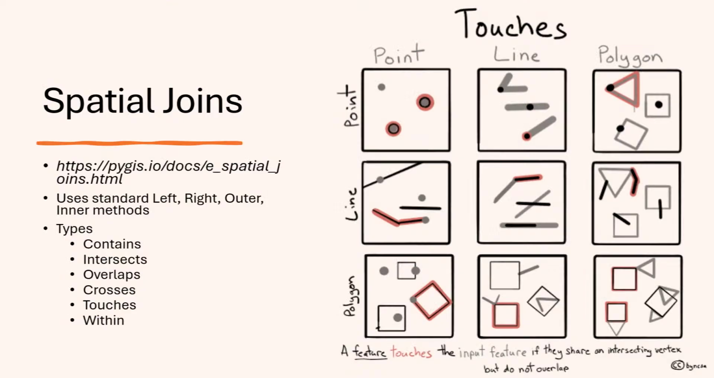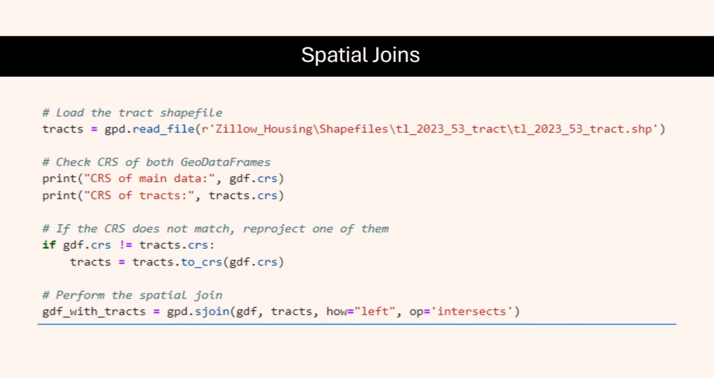The way most people get it is a spatial join. It follows the general join paradigms, right, left, outer, inner, but it's spatial. So you can ask, does one object contain the other? Does it intersect? Does it touch, cross, whatever? So I take all of those lat long points and spatially join them on those tracts to extract the data from within them. And this is what a spatial join looks like.